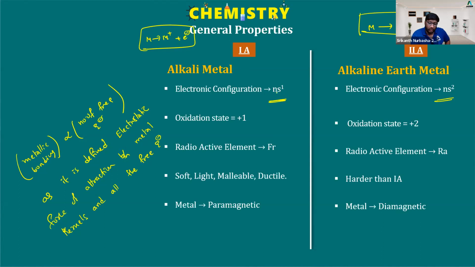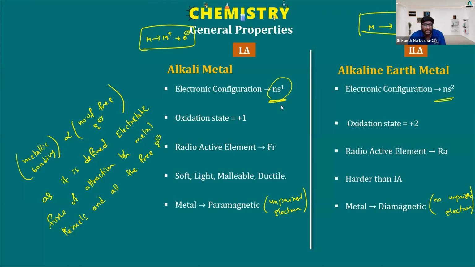Why? Because we have only one electron in the s subshell. Because of the presence of an unpaired electron, the alkali metal is going to be paramagnetic. Whereas in group 2A, the metal is going to be diamagnetic, because there is no unpaired electron, whereas there is an unpaired electron in group 1A. The alkali metal is paramagnetic, and the alkaline earth metal is diamagnetic.